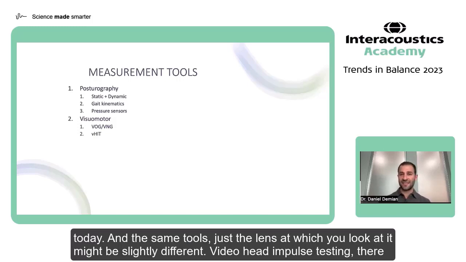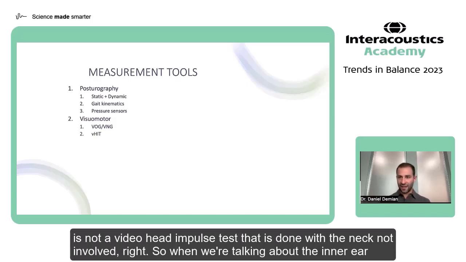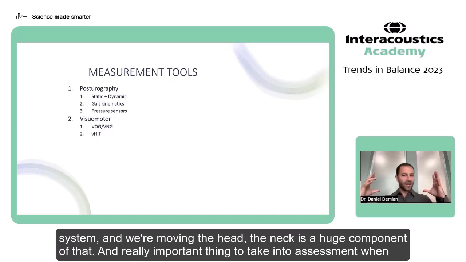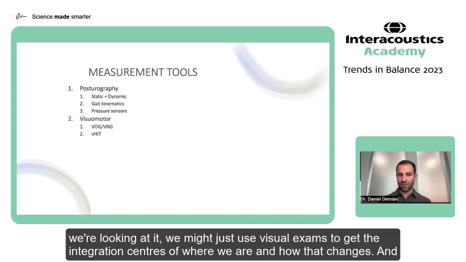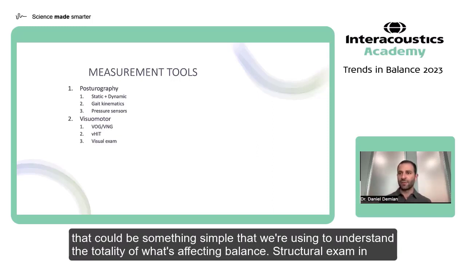Video head impulse testing. There's not a video head impulse test that is done with the neck not involved, right? So when we're talking about the inner ear system and we're moving the head, the neck is a huge component of that, and really important to take into assessment when we're looking at it. We might just use visual exams to get the integration centers of where we are and how that changes, and that could be something simple that we're using to understand the totality of what's affecting balance.